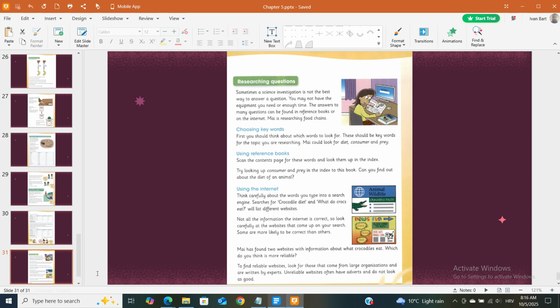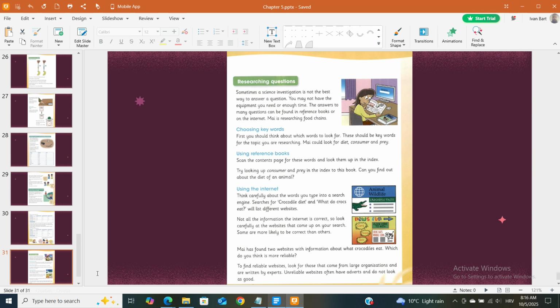Using the internet. Think carefully about the words you type into a search engine. Searches for crocodile diet and what do crocs eat will list different websites. Not all the information on the internet is correct, so look carefully at the websites that come up on your search. Some are more likely to be correct than others.